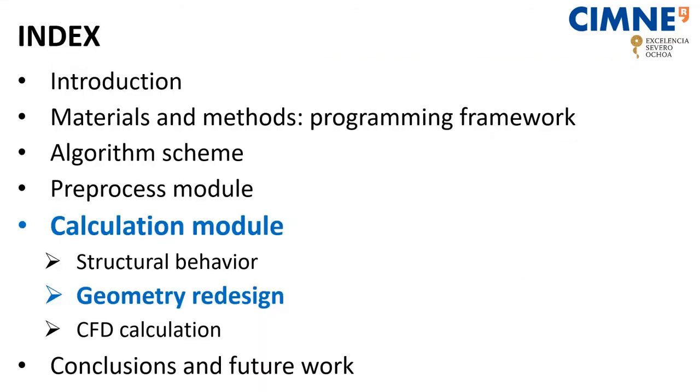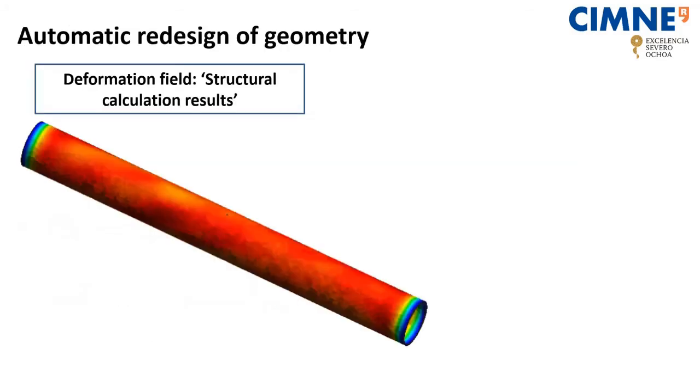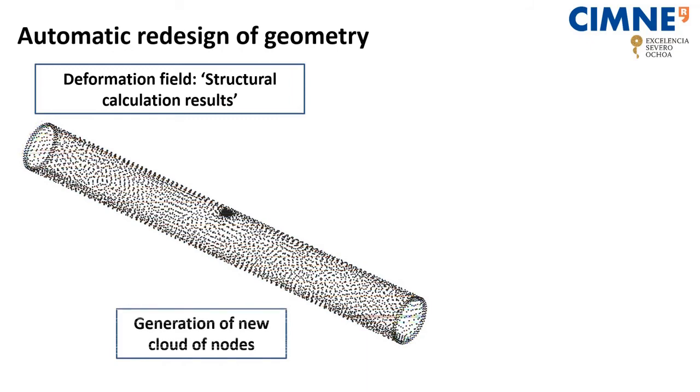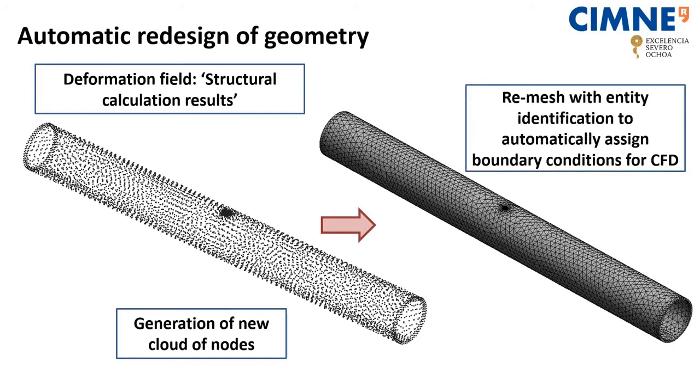The next step is the redesign of the geometry. This step is a complex series of internal tasks automatically performed by the application. With the displacement results of the previous block, a cloud of nodes is created and a new geometry built. Then, this geometry is newly remeshed and the entities are identified in order to automatically assign the boundary conditions of the CFD problem.